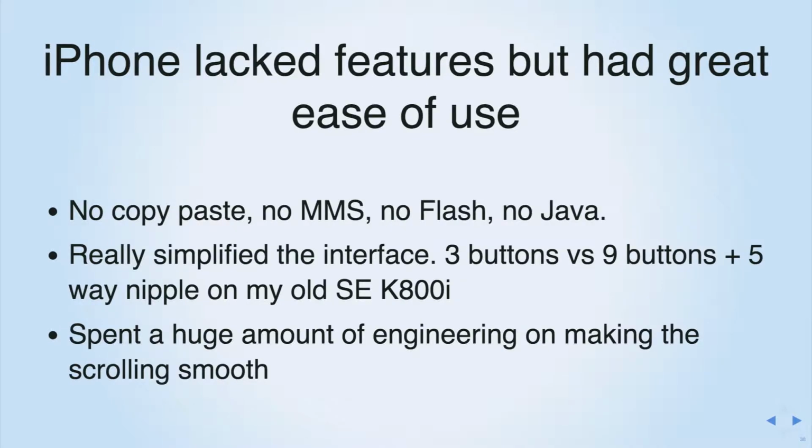And the iPhone lacked features but had great ease of use. So when it came out, no copy and paste, no MMS, no Flash, which turned out to be a great thing, no Java, really simple interface. Apple left those features out, at least in part, because they spent a huge amount of engineering effort into making the interface scroll smoothly. So when you slide the screen, it doesn't jank, it doesn't stop moving momentarily.